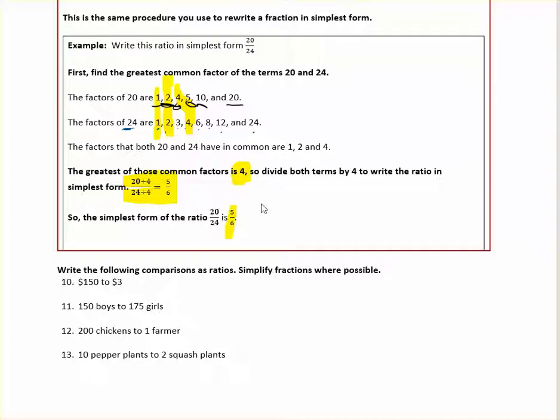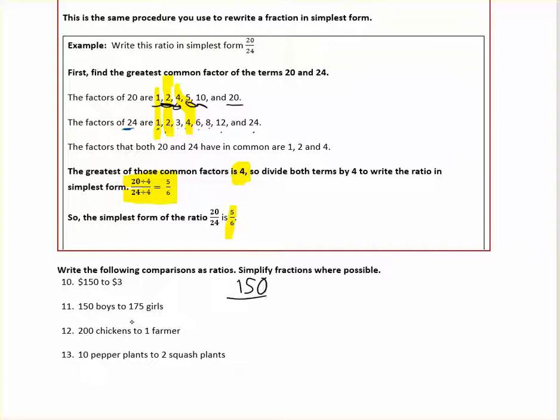Okay, so in 10 through 13, we are going to write the following comparisons as ratios and then simplify fractions where possible, just like we just did. So there are units on here, like 150 boys to 175 girls. We're going to ignore the units while we do the simplifying part. Let's do number 11.